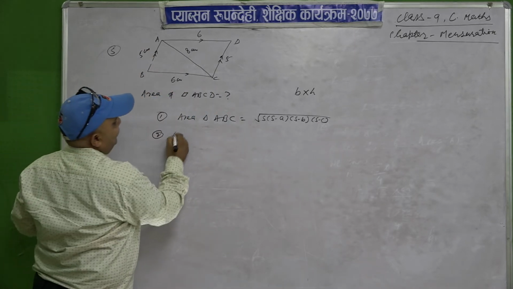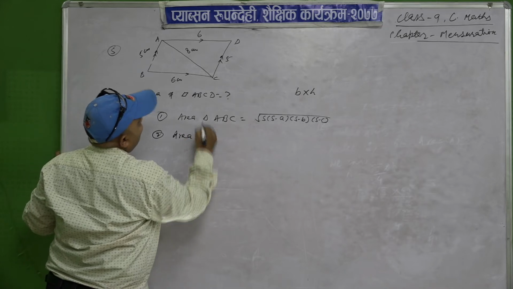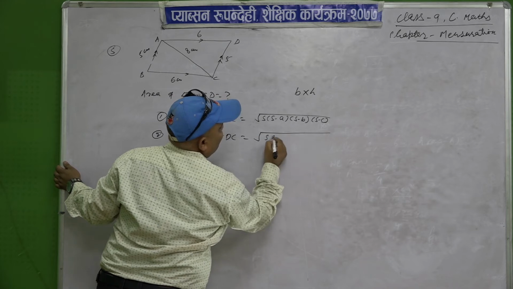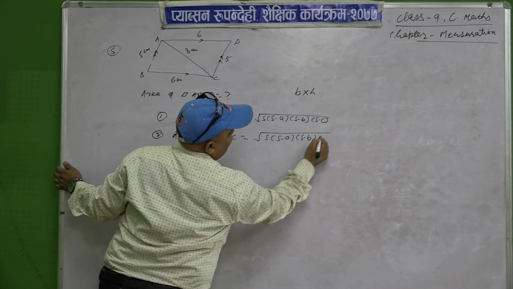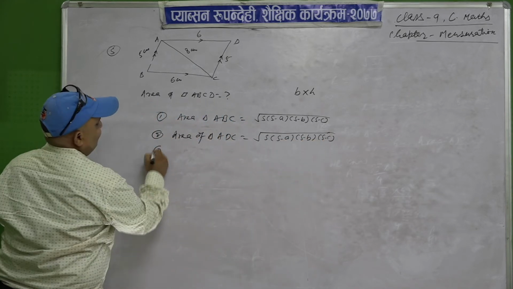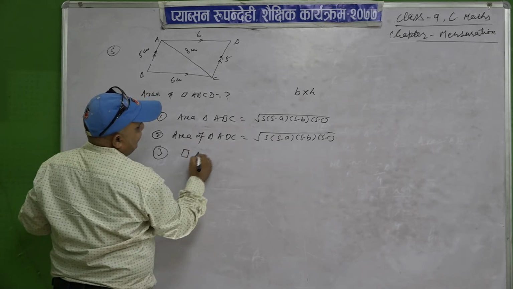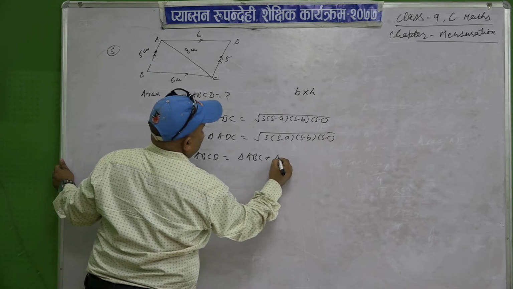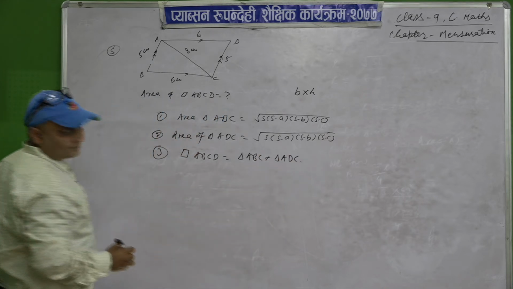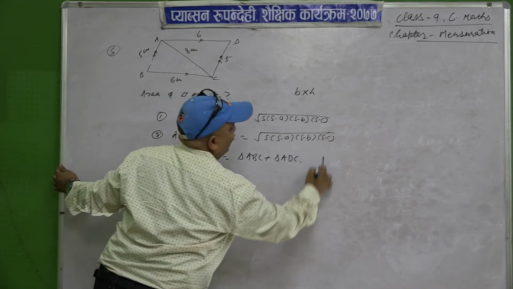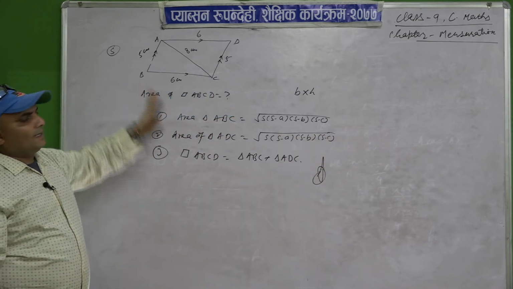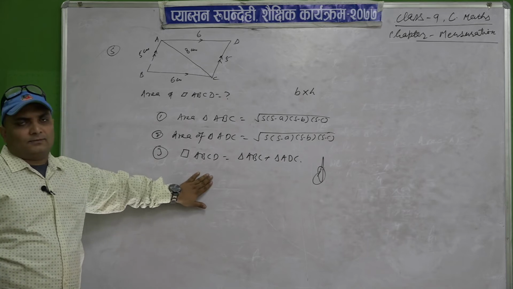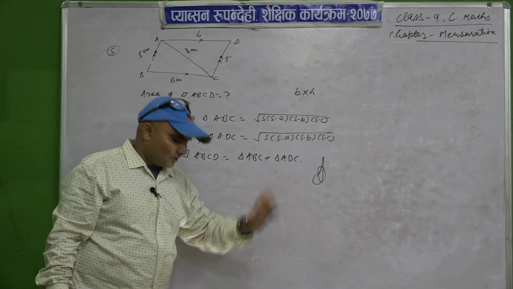And then again you find area of triangle ADC by using the same formula, S minus A, S minus B, and S minus C, and last you add to get parallelogram ABCD. We add this to triangle ABC plus triangle ADC, then you will get the value of the area of the parallelogram in this figure. Okay, this is your work, either you say classwork or homework.